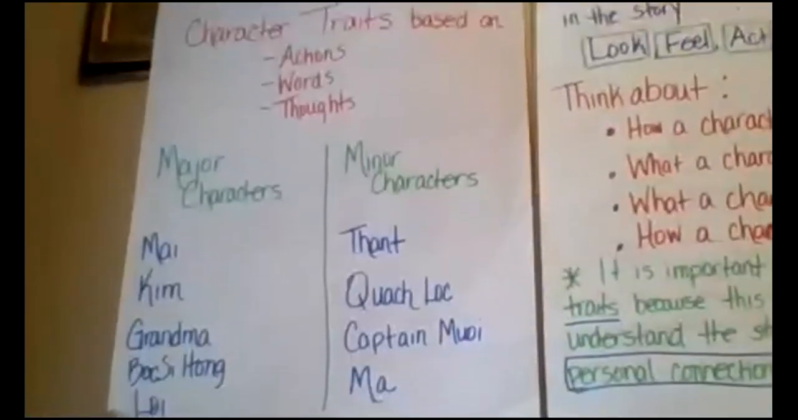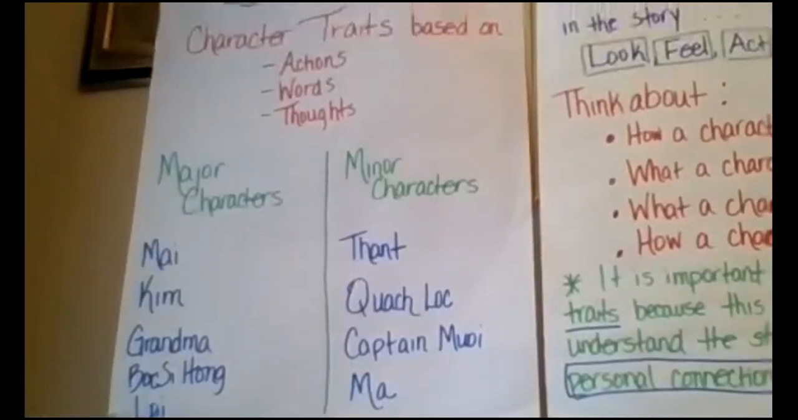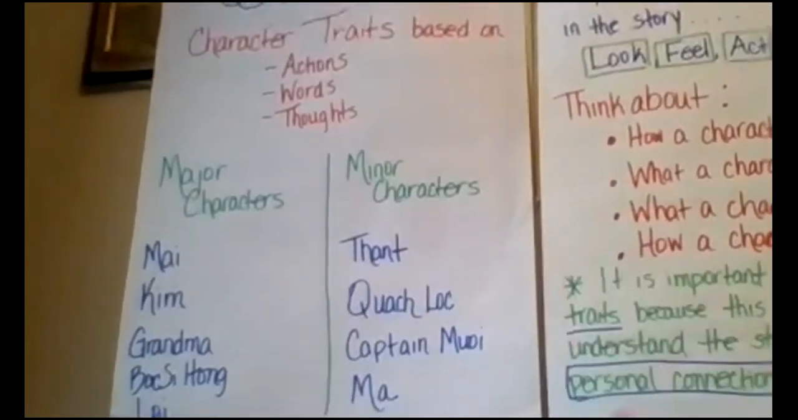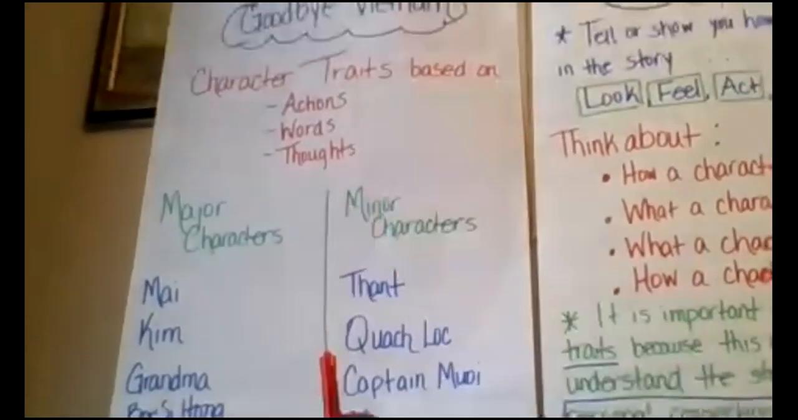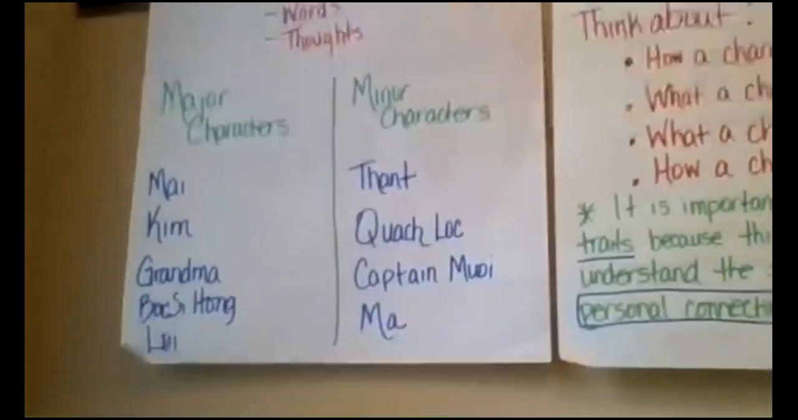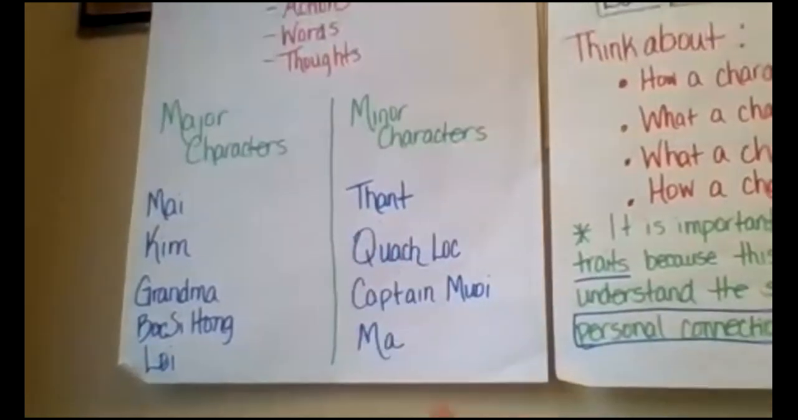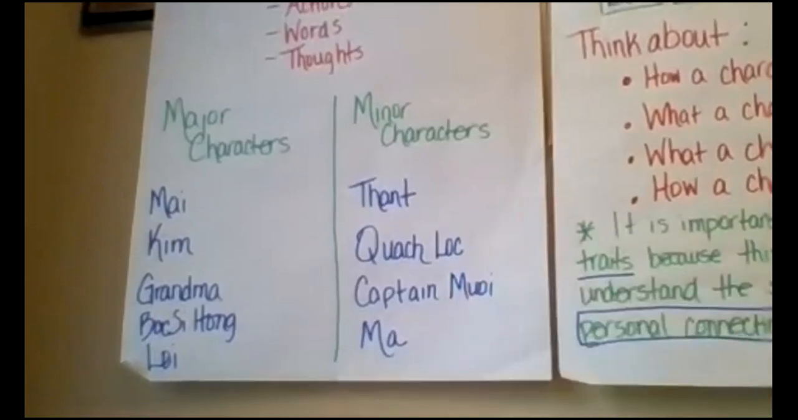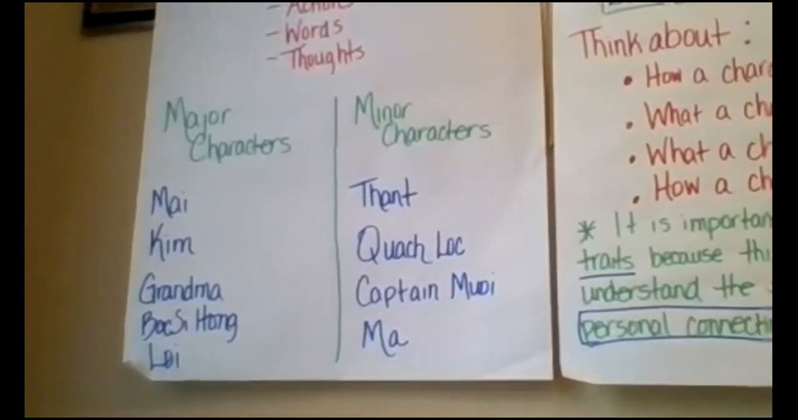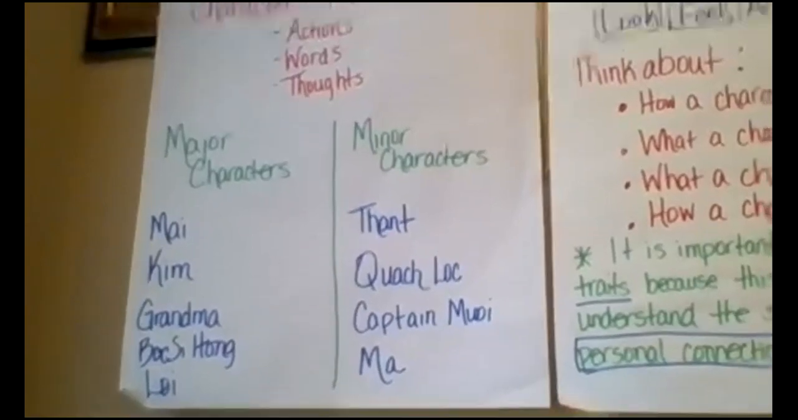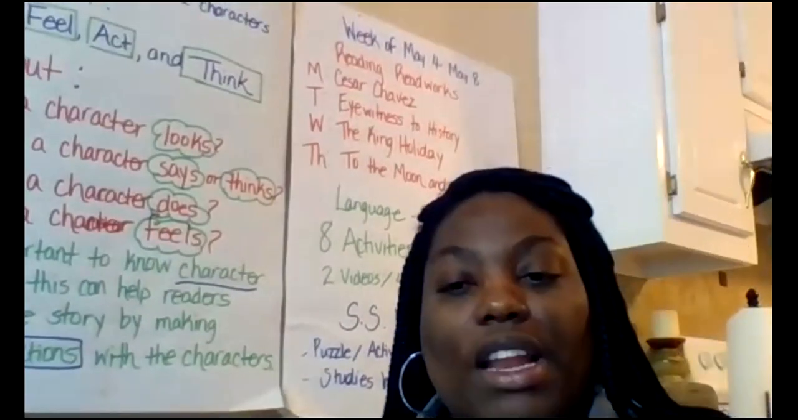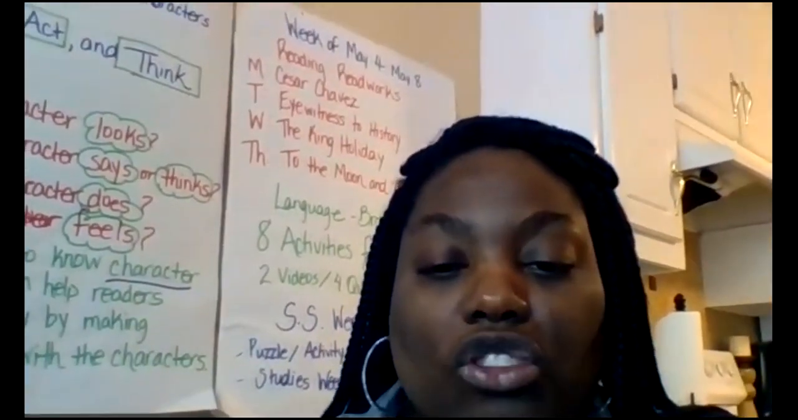Now, when we're looking at character traits, we're going to think before we end up our novel, Goodbye Vietnam. We're going to look at our characters' actions, their words, their thoughts. We're going to look at some main or major characters in our book: Mai, Kim, Grandma, Boxy Hung, Loy. And we're going to look at some minor characters: Thant, Quoc Loc, Captain Moy, and Mama, okay? So we're going to look at some major and minor characters of our novel, and I'll add that to our chart at the end. Now, I'm going to share my screen.